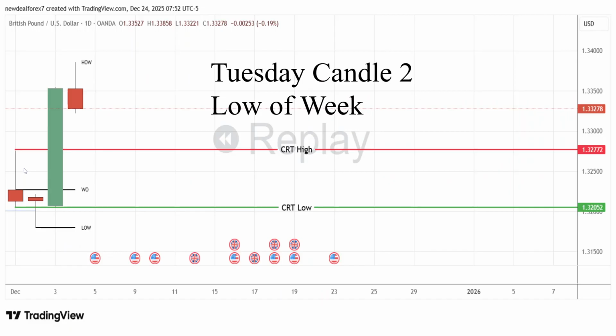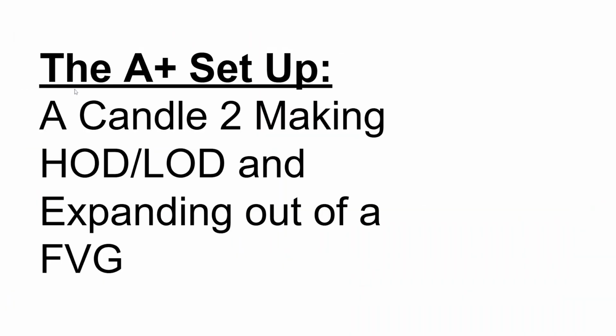And then this is a long example for a Tuesday candle 2. You have the range candle here. Tuesday went below, closed back inside. It created the low of the week. And then Wednesday, bang, large expansion move to the upside. So that was it.